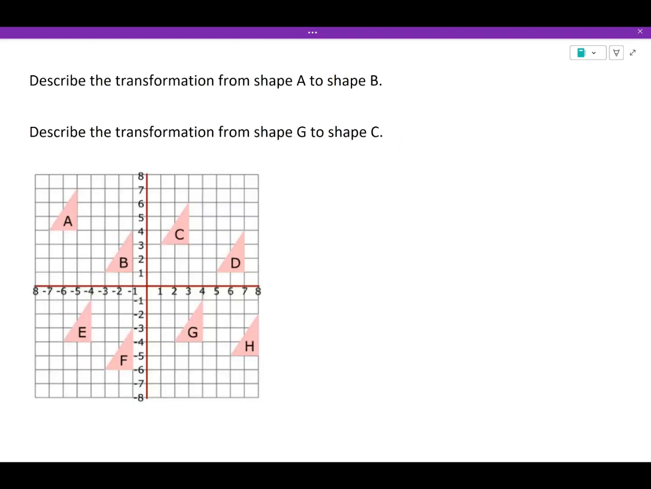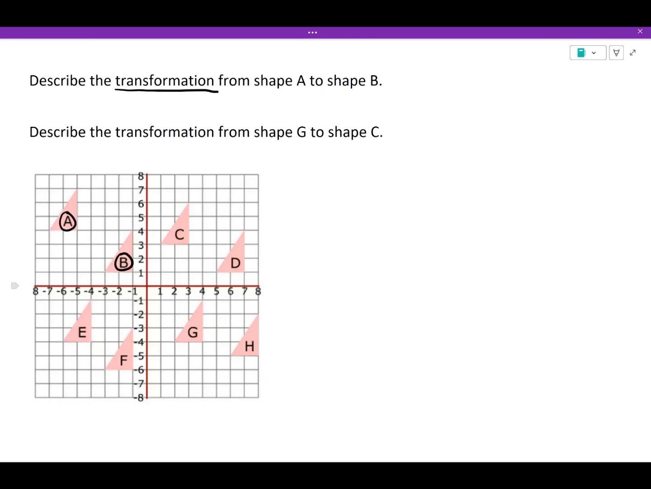So we're now going to look at an application of column vectors and displacement vectors within another topic you need to be familiar with. And the topic in question is transformations. So we need to describe the transformation from shape A to shape B. Let's first just identify shape A, which is this one here, and then shape B, which is this one down here.